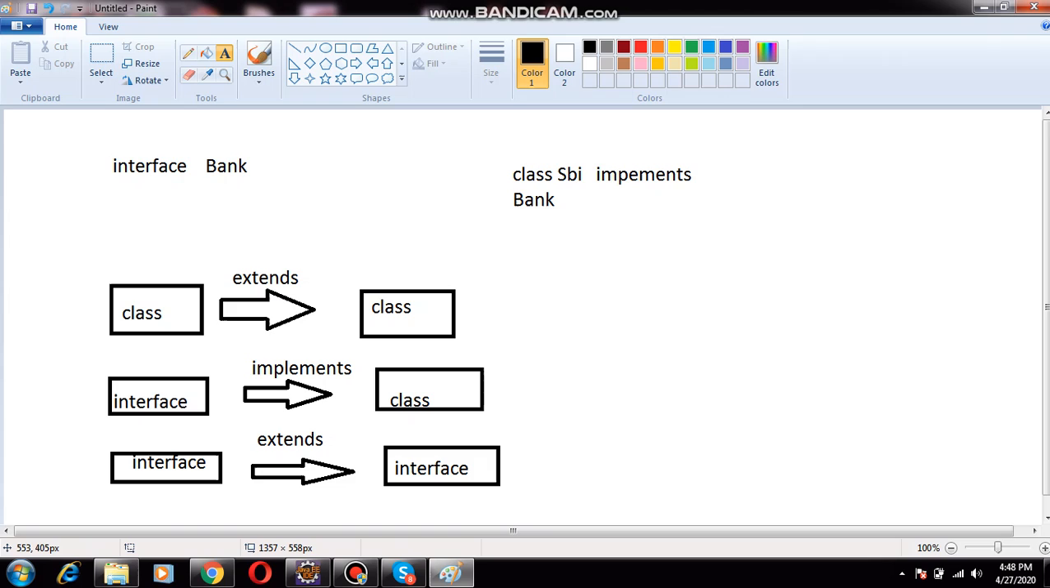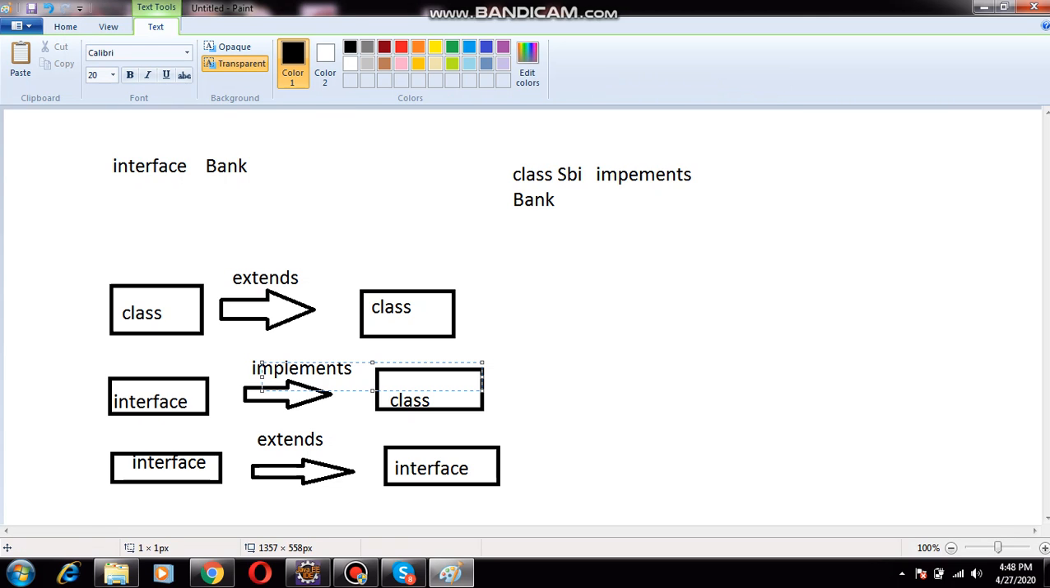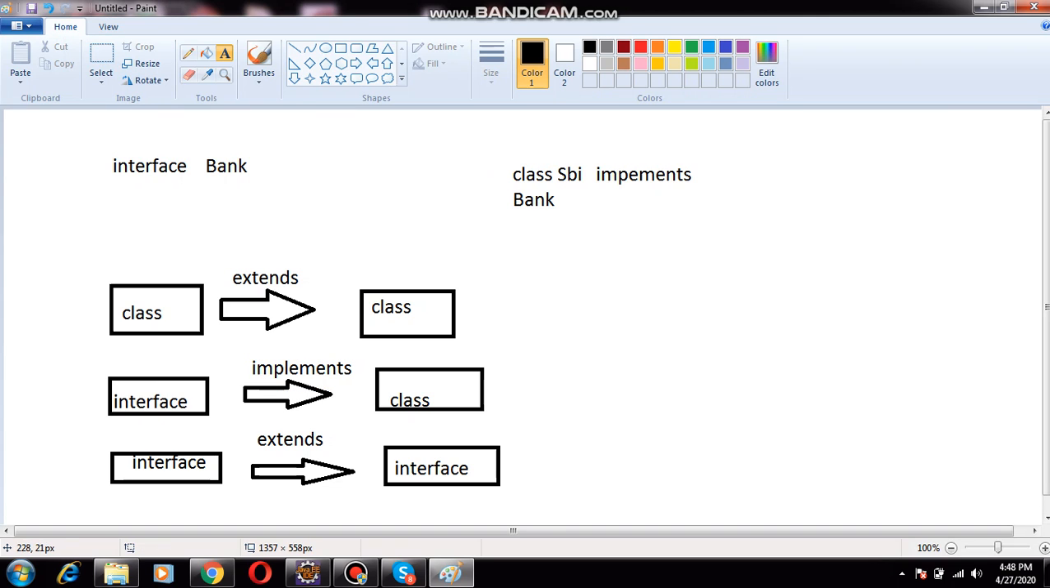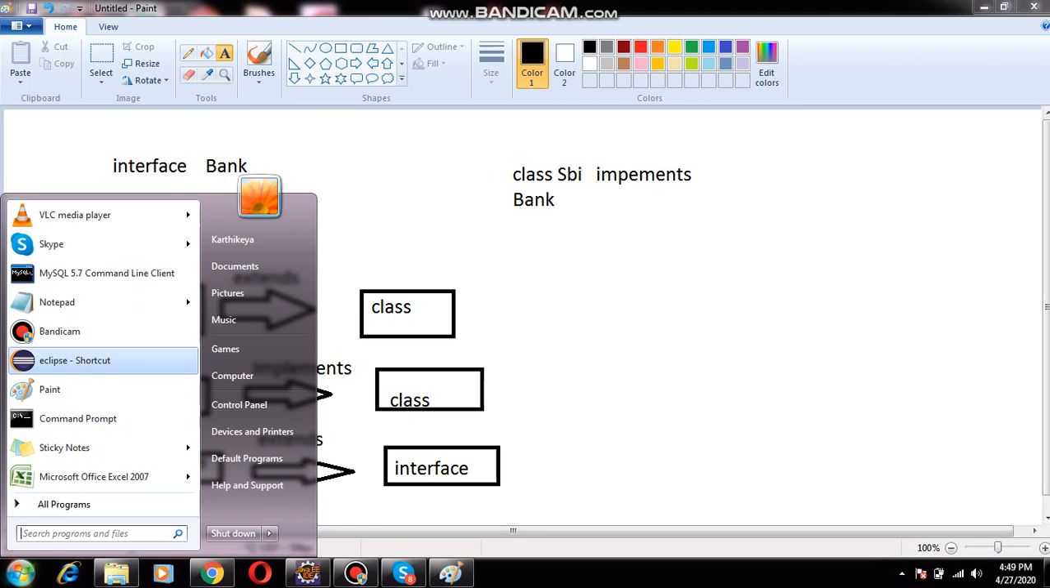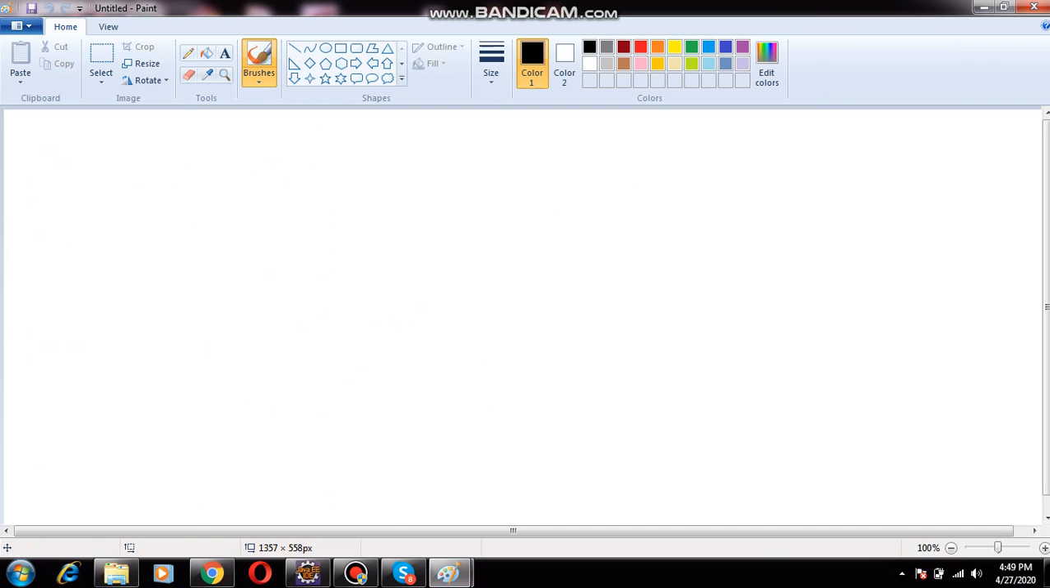So by this what are you understanding? Class to class extends, interface to interface extends. But whenever you are using interface to class, we have to go with the implements keyword. For this I will explain with a small diagram. See that small diagram.